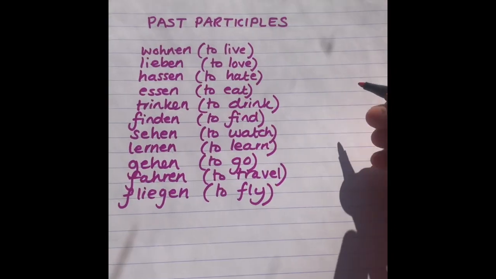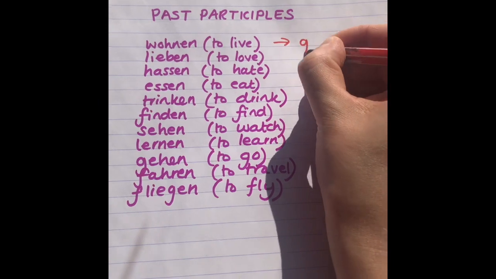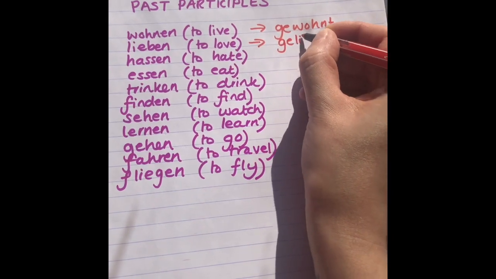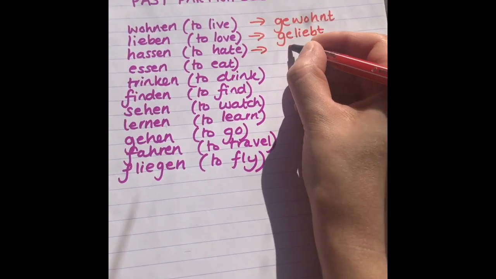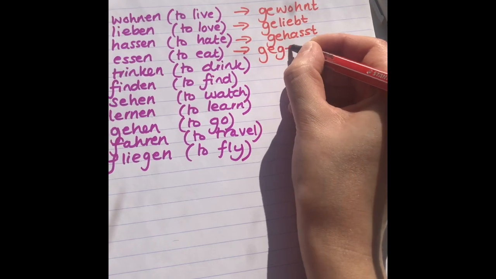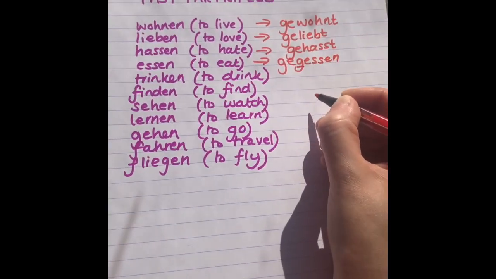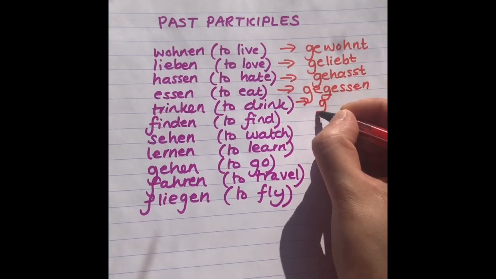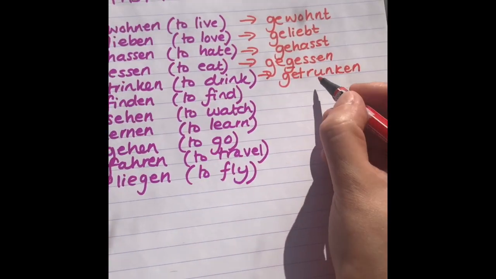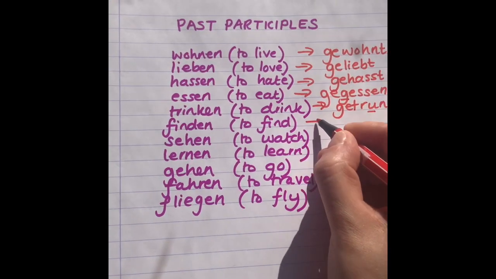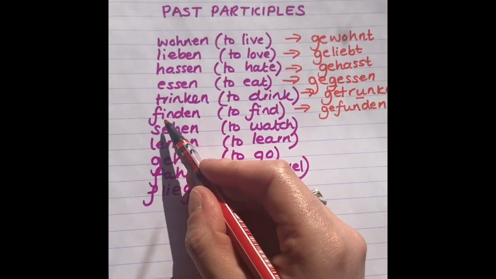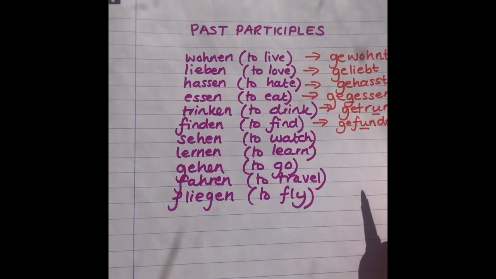So wohnen becomes gewohnt, lieben, geliebt, hassen, gehasst, essen, gegessen, you have to put an extra G in there, trinken, getrunken. So the I in trinken becomes a U in the past participle. Finden, gefunden. Again, the I in finden turns into a U in the past participle.